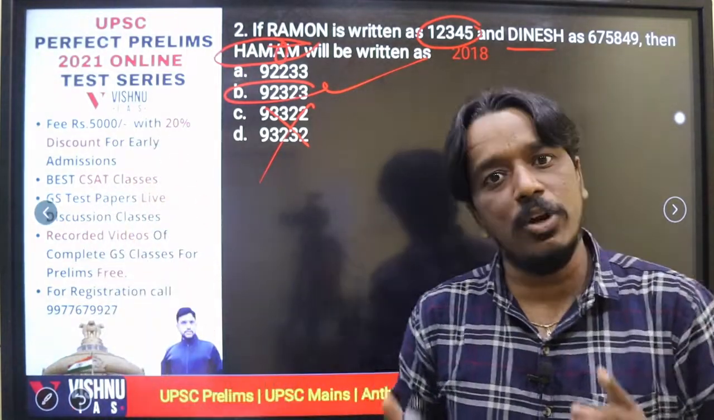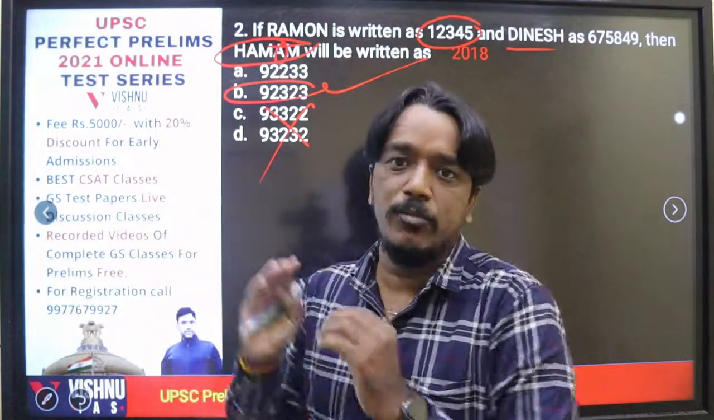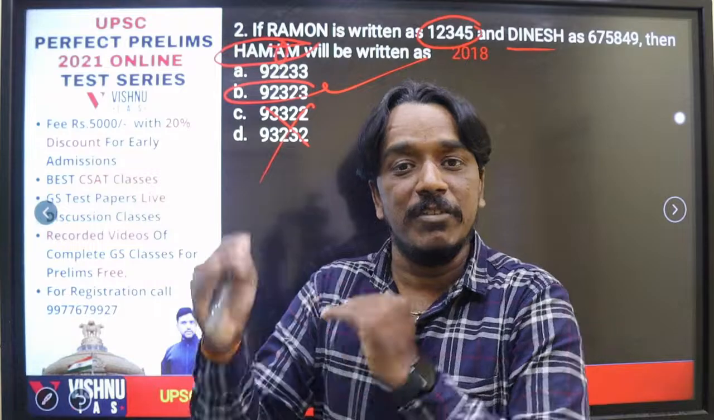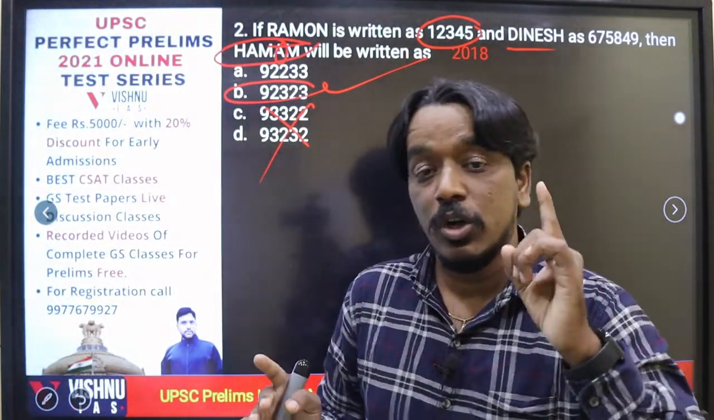So in total, in coding decoding we covered all the different types of models, including basic, all different models I explained with the basic concepts, as well as we took some previous year questions of CSAT paper 2 also. I hope everyone got the complete clarity about coding decoding.